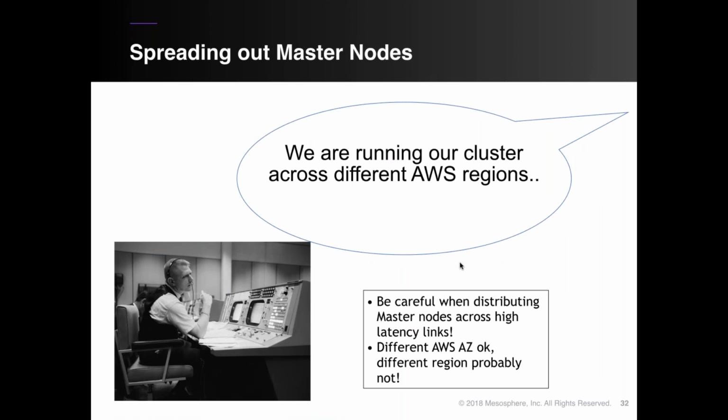Spreading out master nodes, or this could also be called spreading out your etcd, spreading out your Zookeeper quorum. So quorums, they're kind of the central point in your cluster which need to agree on certain decisions. So if those nodes are being spread out across high latency links, you'll end up with bad performance. So you should be careful in spreading out those vital nodes, such as the etcd quorum or the Zookeeper quorum in case of Mesos, across different regions.